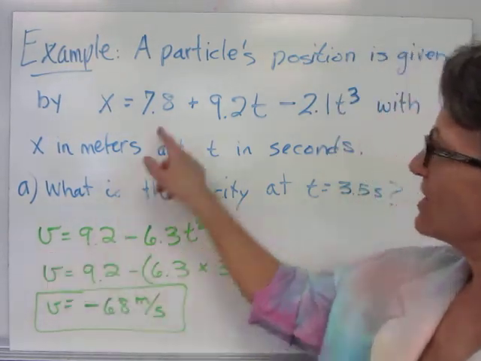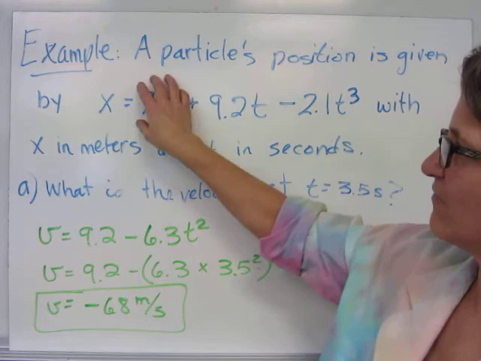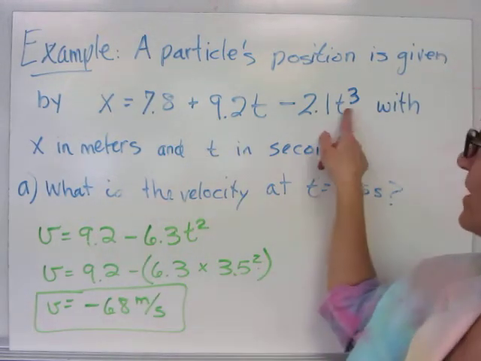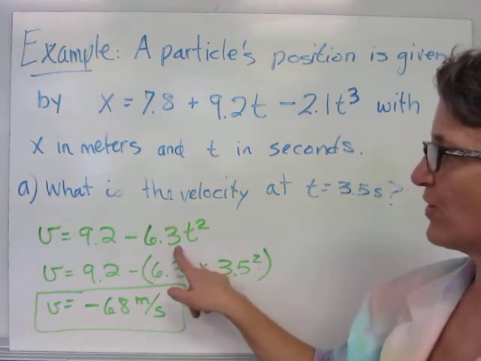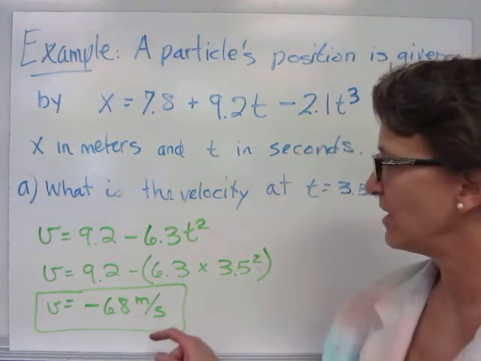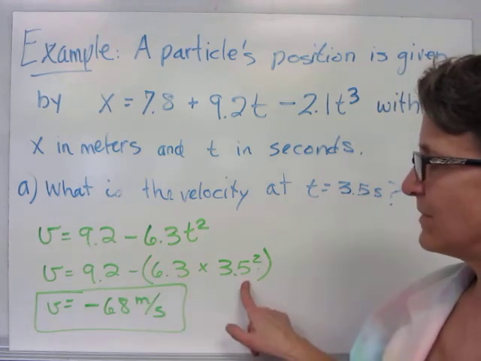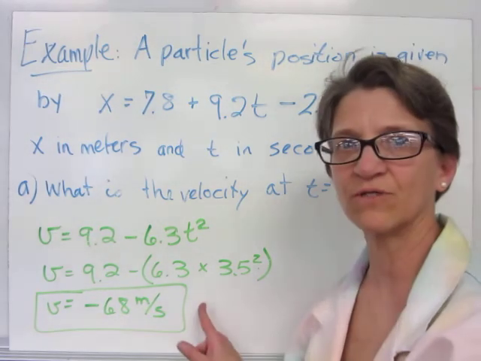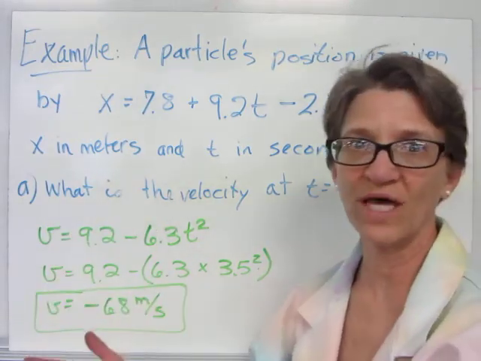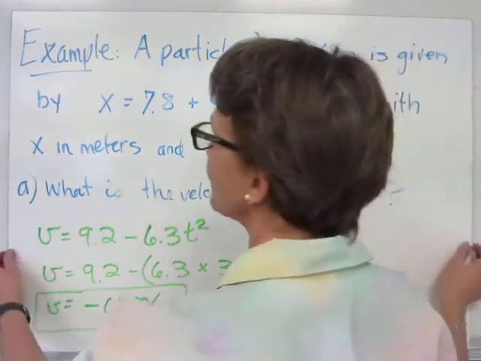So taking the first derivative, 7.8 drops out. This becomes 9.2. 3 times 2.1 gives us 6.3 t squared. Remember, you subtract 1 from your exponent. Plugging in our time, we get negative 6.8 meters per second, which just shows the direction, which usually means to the west or to the left.